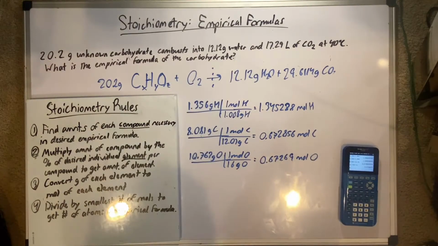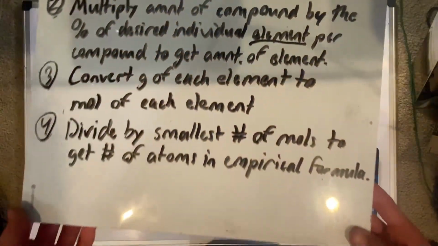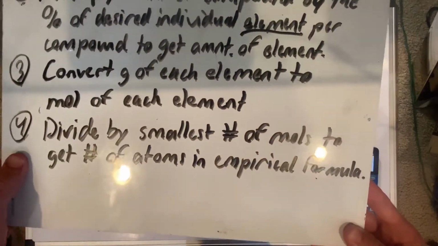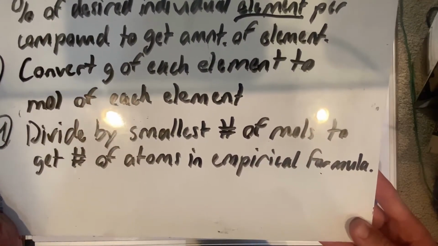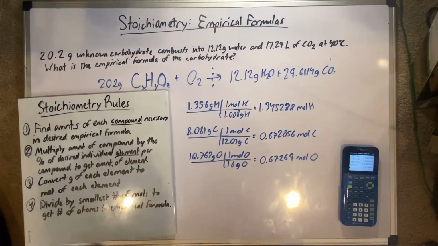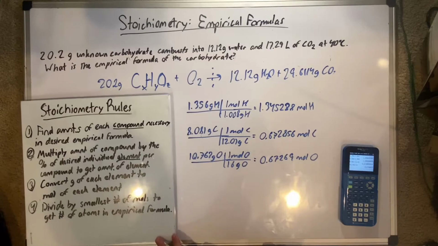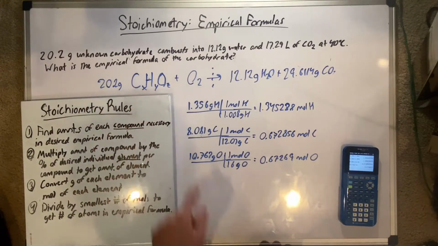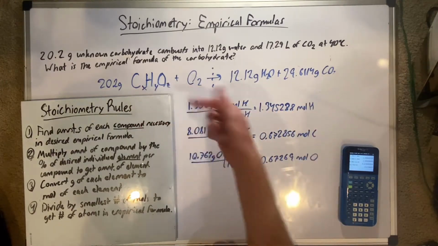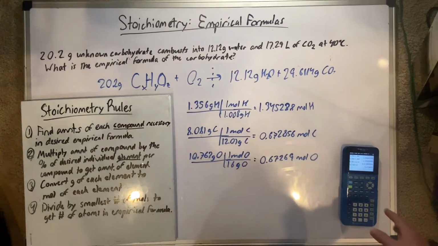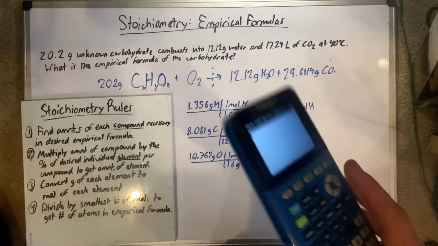Okay, now, before I start talking about that, let's just talk about what the final rule is. Divide by the smallest number of moles to get the number of atoms in the empirical formula. Well, that makes sense because these three here were the amount of moles of each element present in the entire thing up here. So if then we divide by the smallest number of moles, we'll get some number that's equal to the amount of atoms in the empirical formula, which is just what we've done for so long.